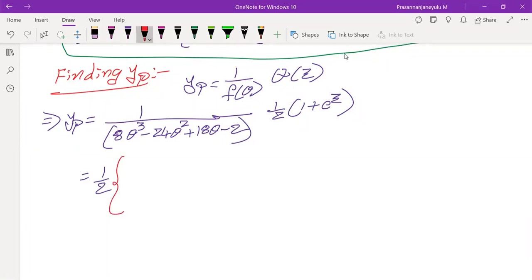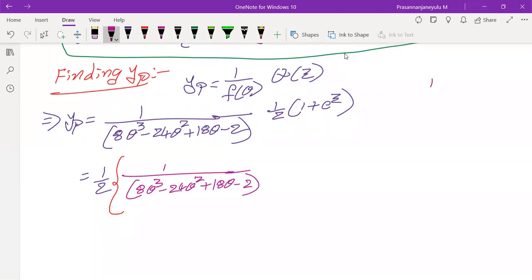braces. What's the first term is going to get? First term writing with one color, and the second term I'm going to write with another color. Okay, 1 by, so what we'll get? 8 theta cube minus 24 theta square plus 18 theta minus 2 of what is the first term?